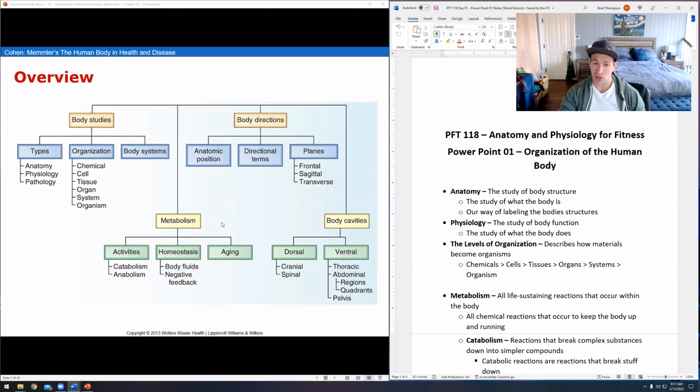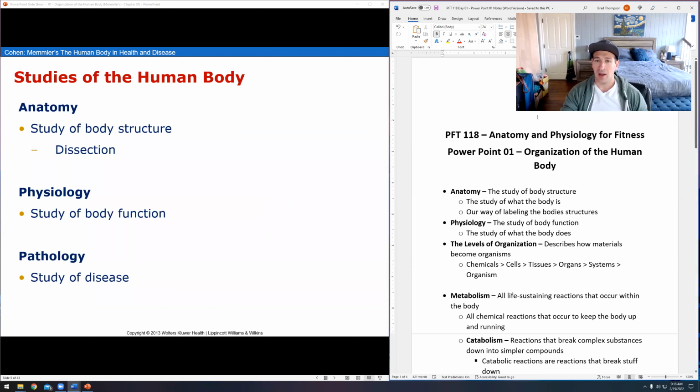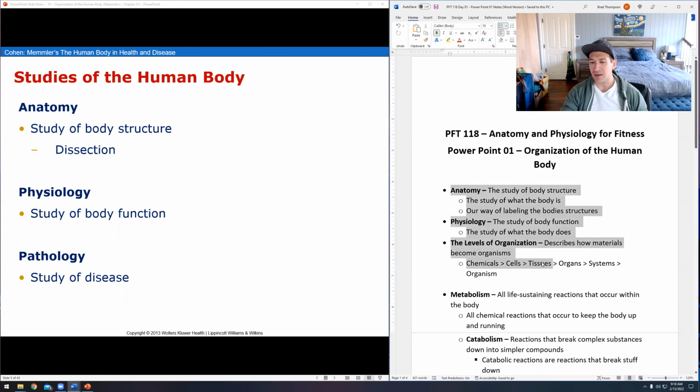These areas here are not super vital to us. Obviously metabolism is huge. When we talk about catabolic reactions versus anabolic reactions, that is very big because if we're trying to build muscle, we want to be in an anabolic state rather than a catabolic one. So we do want to understand the general bits of that, but we're not going to dive too heavy into metabolism today. So what we are looking at here is the study of anatomy and physiology, right? That is going to be our course for the next 12 classes here.